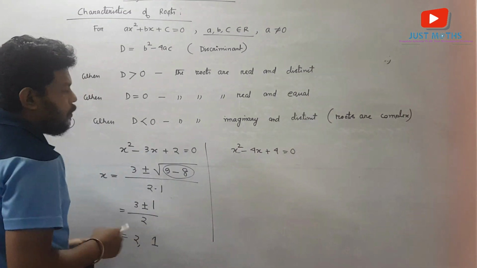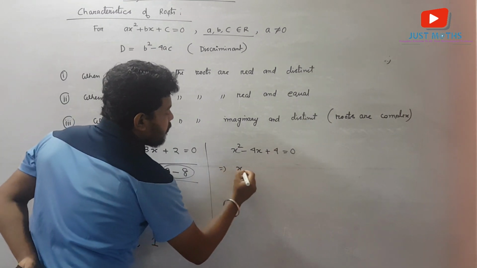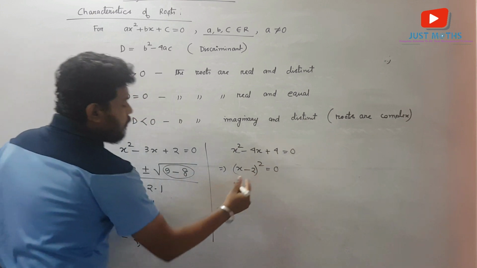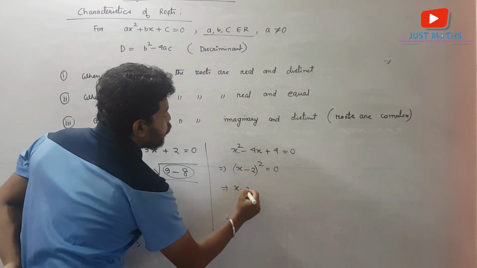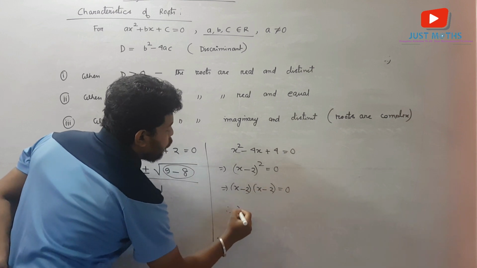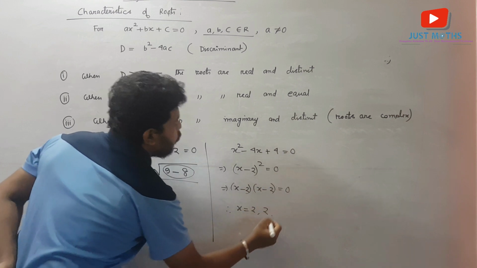But you can also write (x minus 2) whole square is equal to 0. There are how many factors? There are 2 factors, (x minus 2) into (x minus 2). That is x equal to 2, 2.